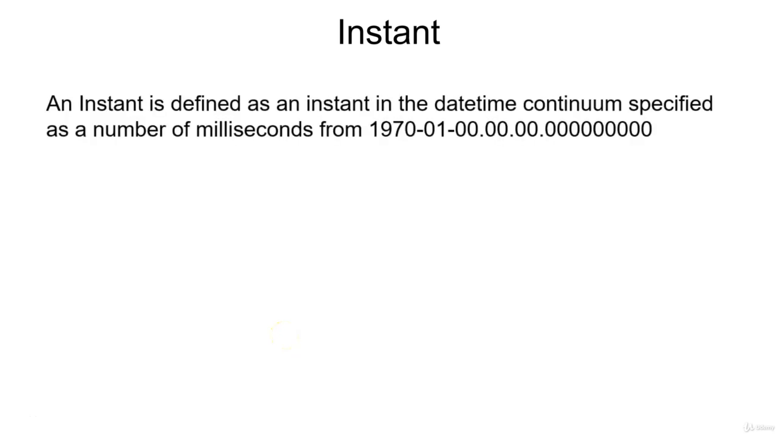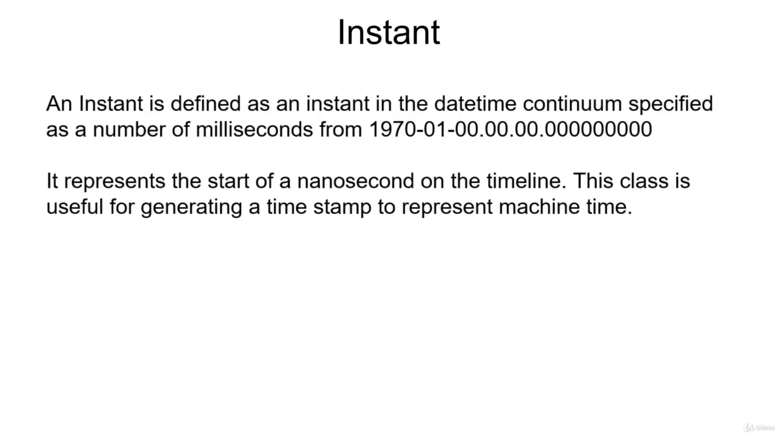In this video, we will look into the Instant class. An Instant is defined as an instant in the date-time continuum, specified as a number of milliseconds from 1970-01-01T00:00:00 and 00 nanoseconds. It represents the start of a nanosecond on the timeline. This class is useful for generating a timestamp to represent machine time.